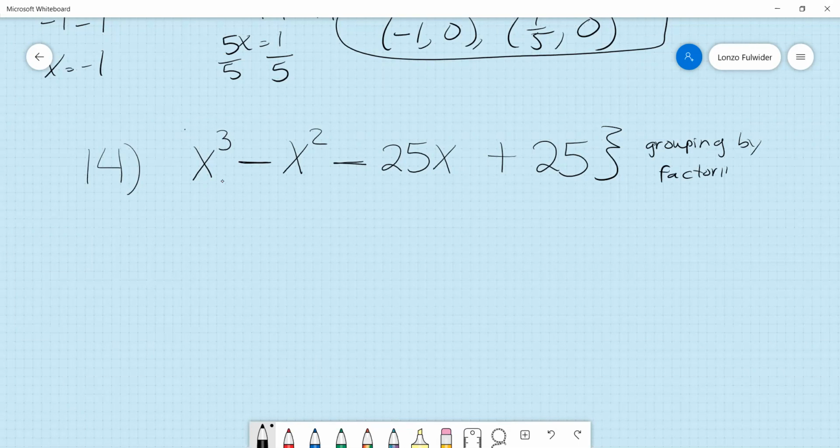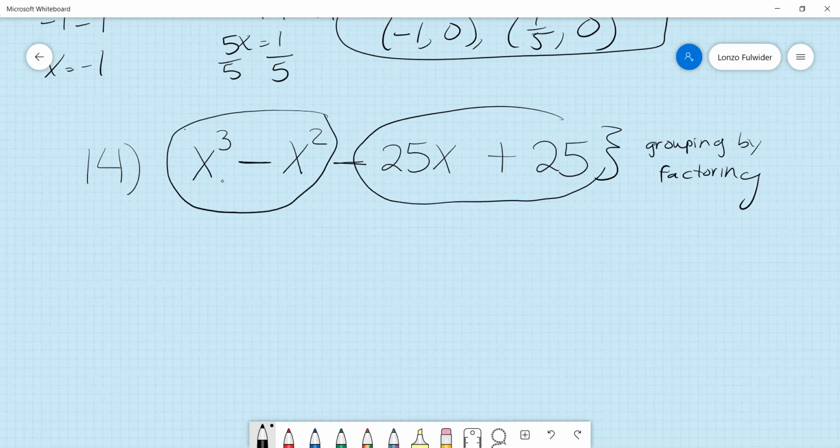Pretty simple. You can only do factoring by grouping if you have 4 terms. So we have 1, 2, 3, 4, total 4. What you do is you break it into 2 parts. So I'm going to break it into this part, and then I'm going to break it into this part. So let's focus on the x cubed minus x squared. Can we factor anything out from the x cubed minus x squared? We can. We can factor out an x squared. So this is going to be x squared times x, and then this is going to be minus 1, right?